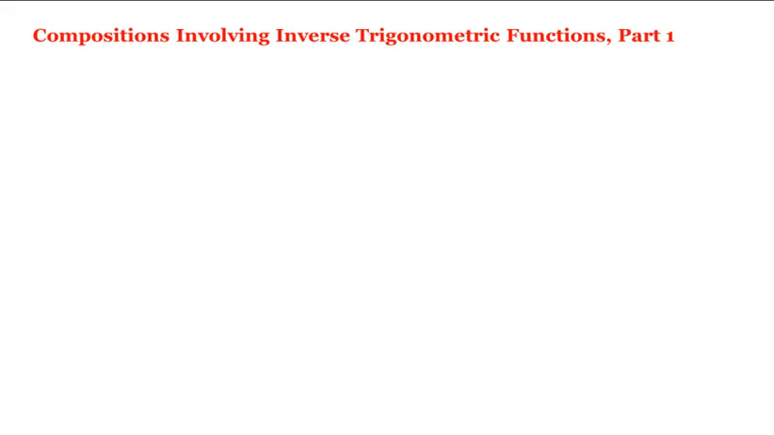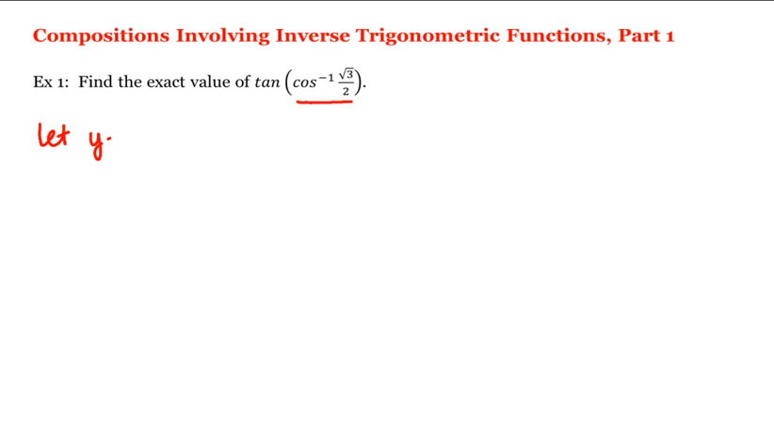Let's look at compositions involving inverse trig functions. For example, let's find the exact value of tangent of inverse cosine of square root of 3 over 2. So let's let y equal this angle here. So y is equal to inverse cosine of square root of 3 over 2. And if this is y here, then we're looking for tangent of y.